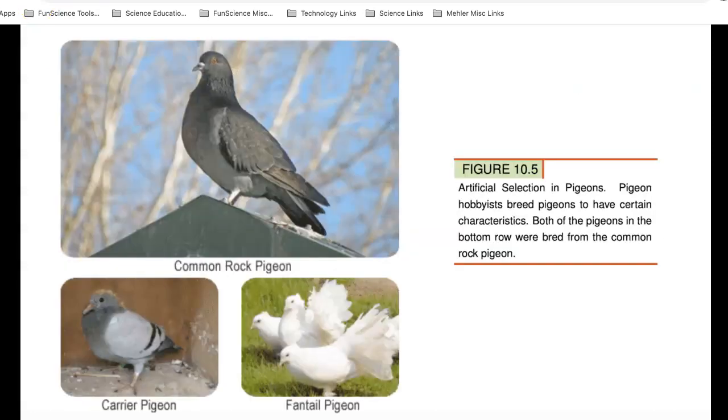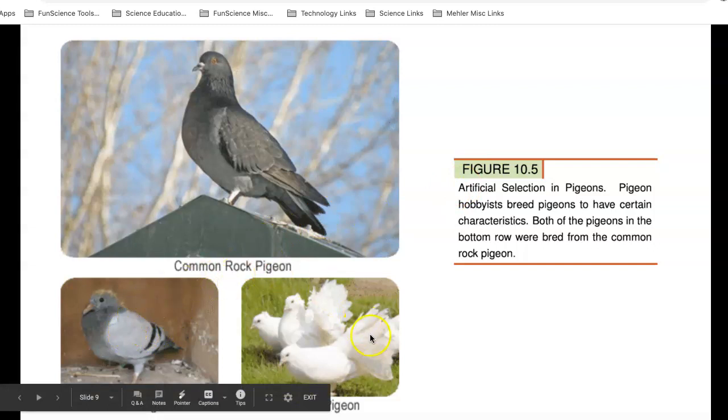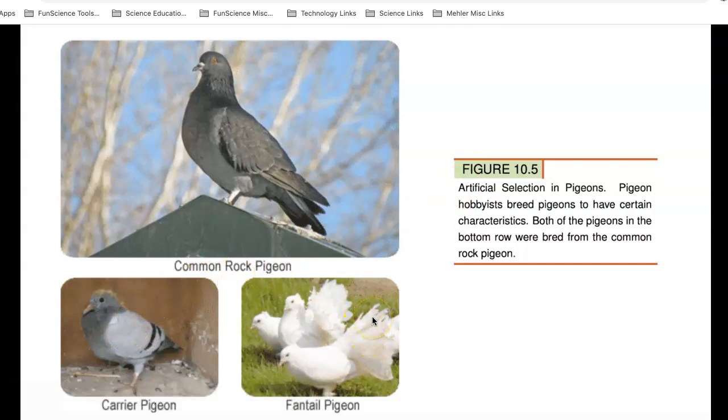One of the ideas that really helped Darwin see that life could change was the idea of artificial selection. So in artificial selection, human beings pick what animals they want to breed of a particular species. For example, most pigeons start out like this, but if we breed them artificially, if we select for the traits we want, we can breed a carrier pigeon, or we can breed these white fantail pigeons over here.